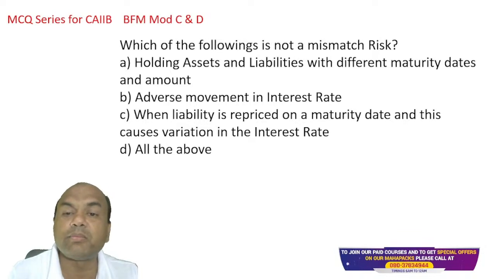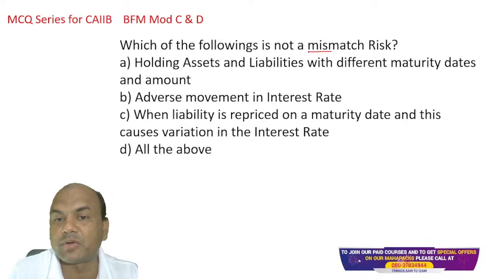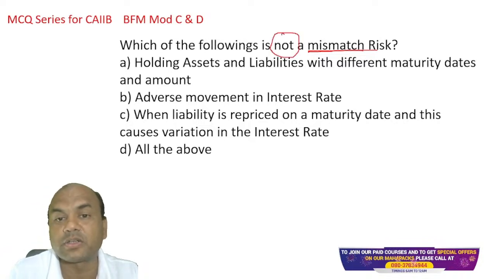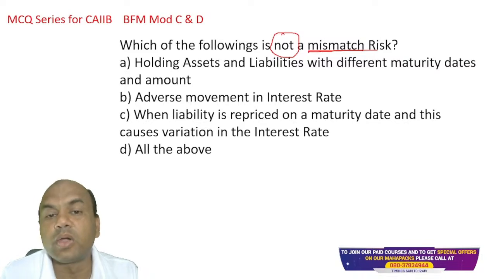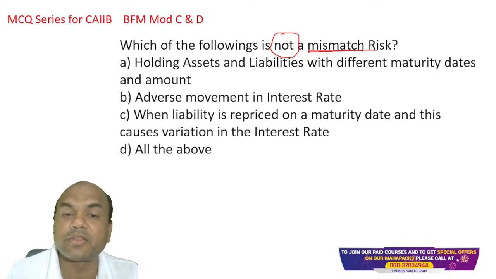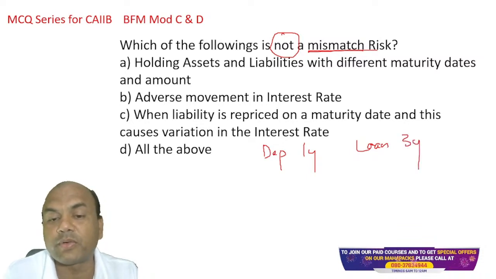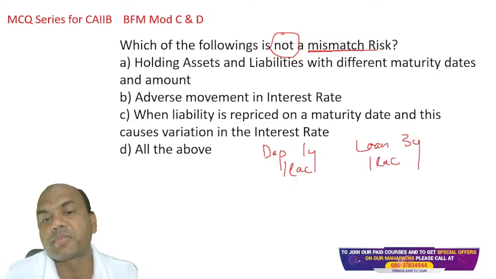Which of the following is not a mismatch risk? Mismatch means what? Let's see. Okay, and we want not. This is your important question. Not a mismatch risk. Holding assets and liabilities with different maturity dates and amounts. So assets and liabilities with different maturities means I am having a deposit of 1 year for 1 lakh, let's say, and I am having a loan for 3 years for the same 1 lakh. So it will be a mismatch. So I want not a mismatch.